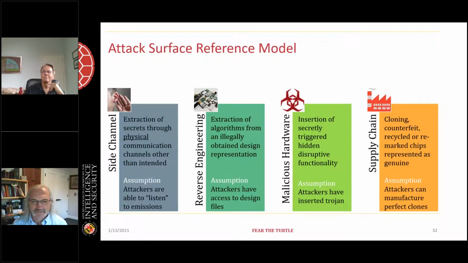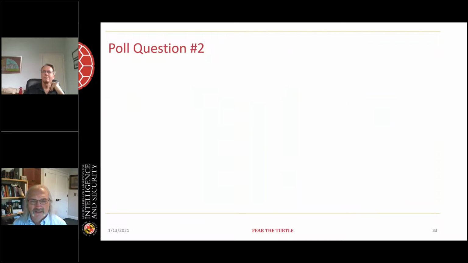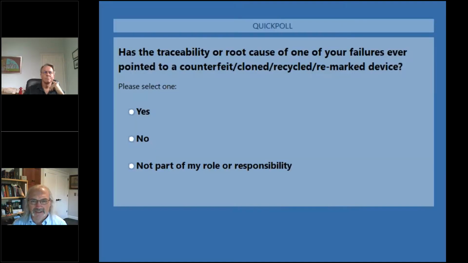So next slide, please. And I think we have a poll question come up here I'd like to get your input on. The question is, has a traceability or root cause analysis of one of your failures ever pointed to a counterfeit device or a clone device? I'd like to see what the audience's experience has been in this area.